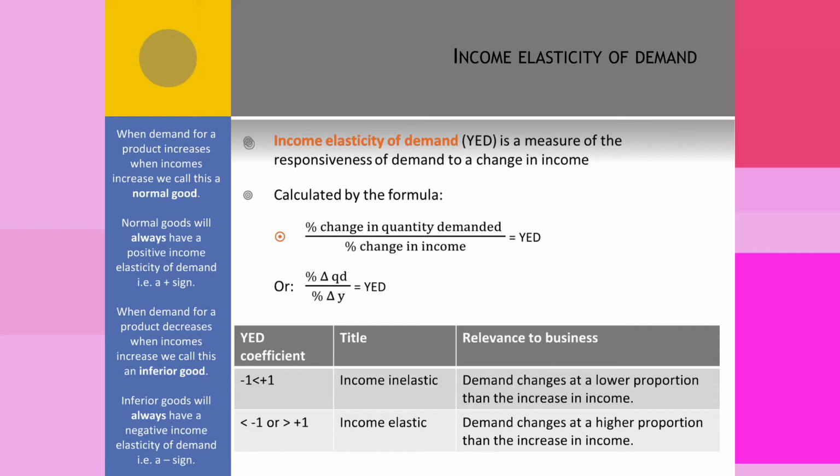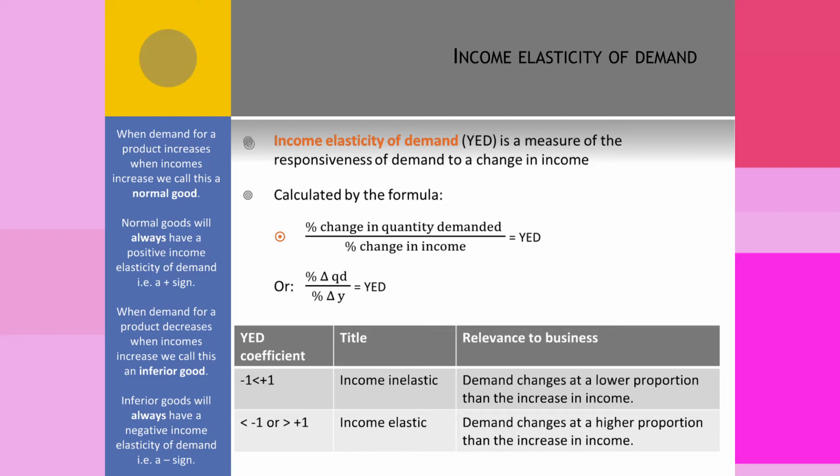So now we're going to look at income elasticity of demand. Income elasticity, also known as YED, is a measure of the responsiveness of demand to a change in income. Previously we just looked at the difference between demand and the price of a product. This is demand and people's income. So the formula is the percentage change in quantity demanded over the percentage change in income. Very similar, but this time we're looking at changes in income and how that affects demand.